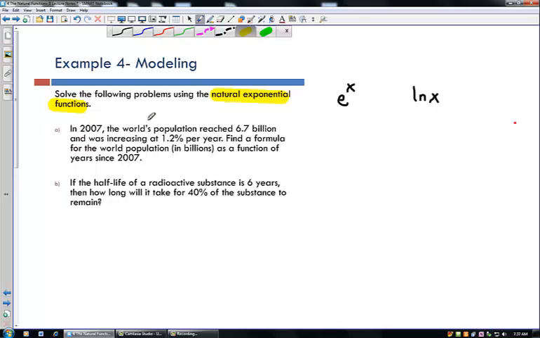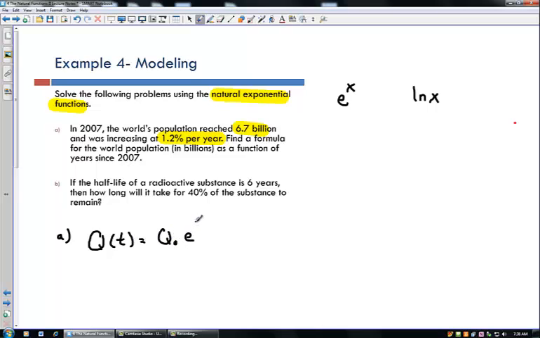So in 2007, the world's population reached 6.7 billion, and it was increasing at 1.2% per year. Find the formula for the world's population in billions as a function of years since 2007. I'm going to start with this first one, A. And it's real simple. As soon as I realize it's a problem where I'm going to use these natural exponential functions, I'm going to pull out this formula, q of t equal to q naught e to the kt.